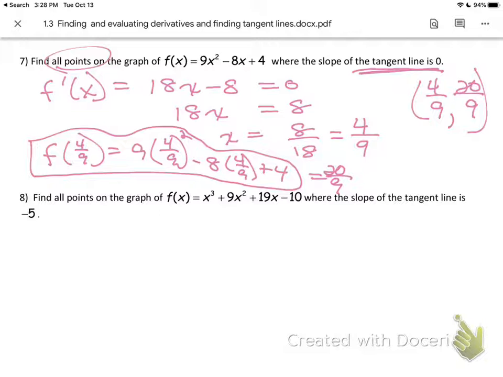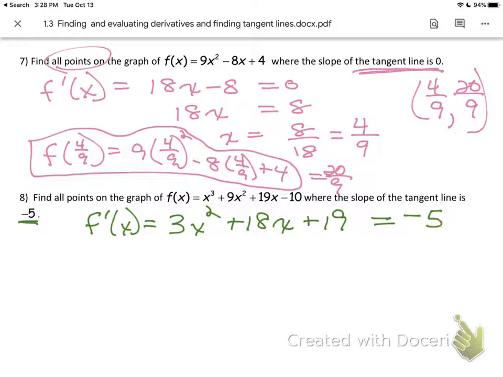And number 8 says, find all points on the graph where the slope of the tangent line this time is equal to -5. Find the slope of the tangent line. 3x squared plus 18x plus 19. That has to equal -5. Okay, so let's figure that out. So that's 3x squared plus 18x. If I added 5, I would get plus 24.